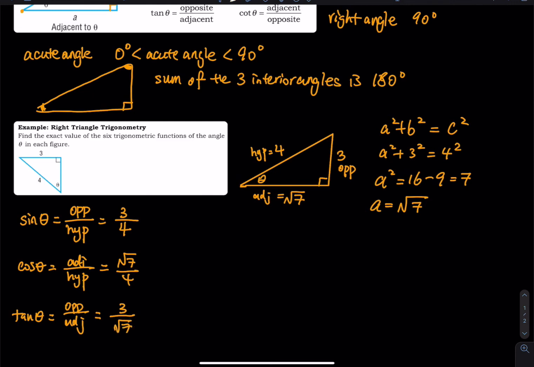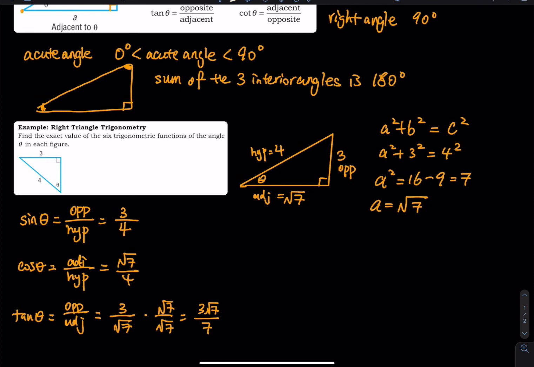You can take that as a final answer, but in most books, they don't like people having a square root in the denominator. So you have to rationalize your answer. You have to multiply the top and bottom by square root of 7. Once you do that, you have 3 root 7 divided by 7. So that is your sine, cosine, and tangent.